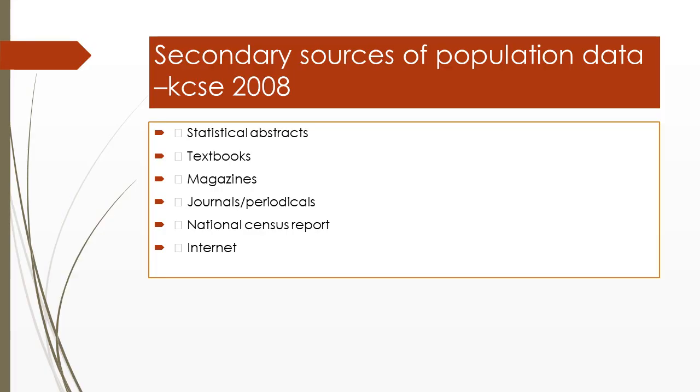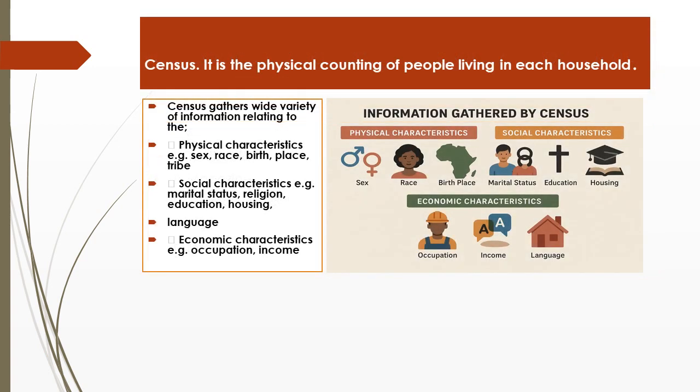Secondary sources of population data. We have statistical abstracts, textbooks, magazines. There are journals on population and periodicals on population, national census reports, and of course the internet. It becomes a very important source of population data.